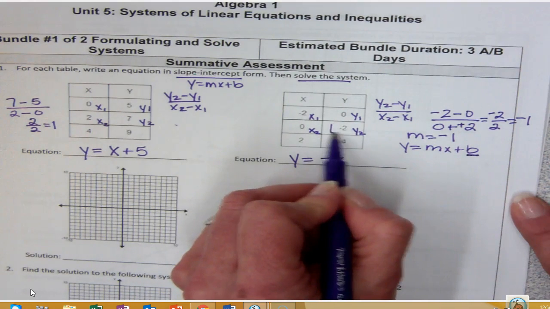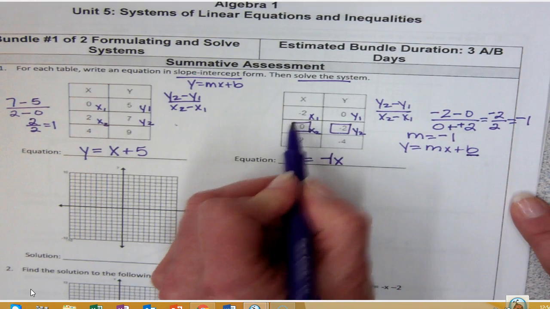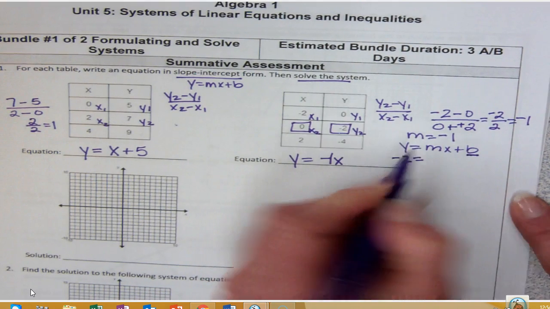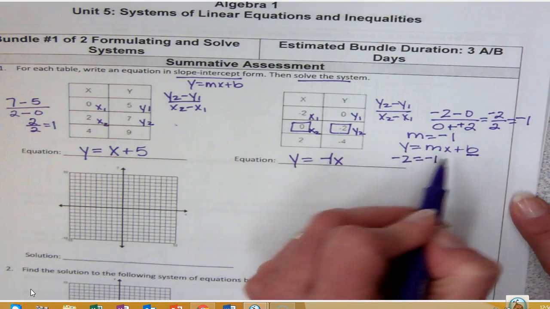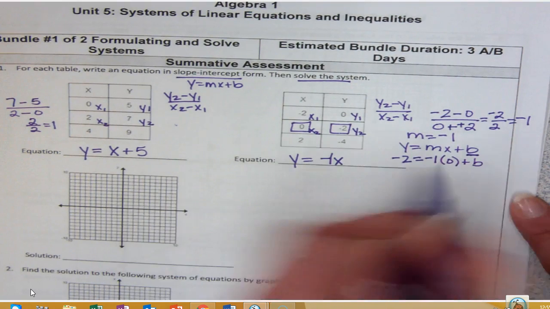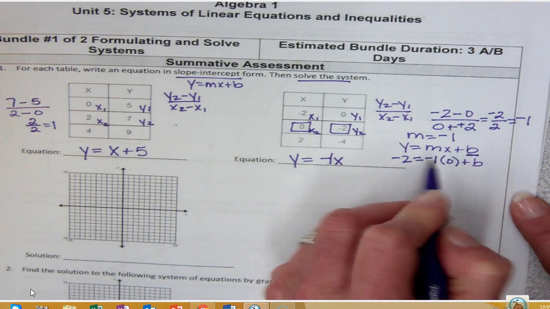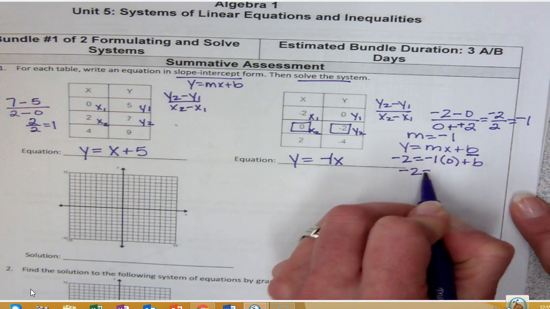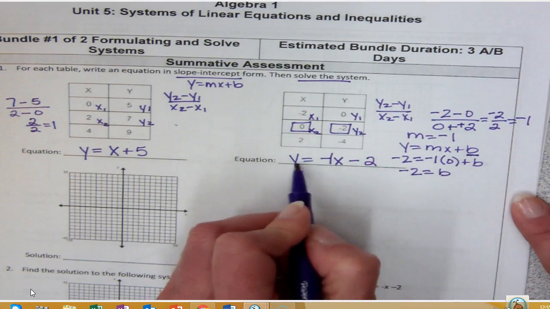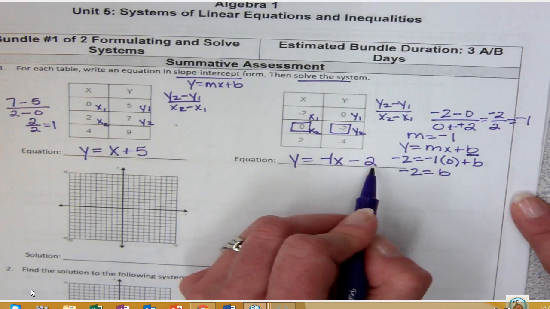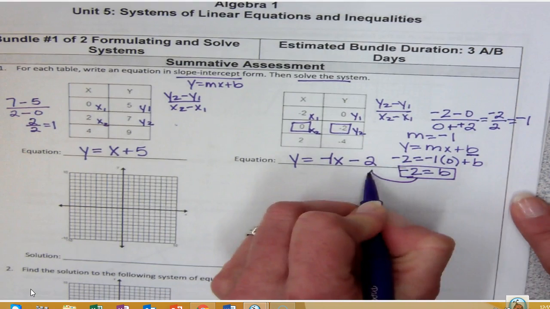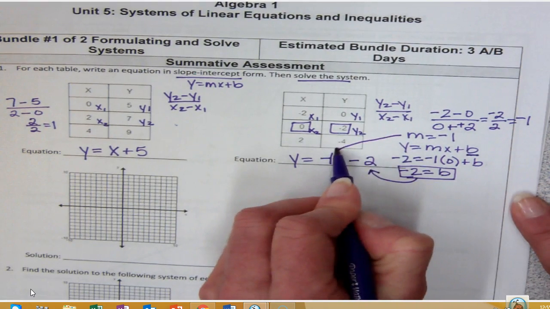So I'm just going to go ahead and take this set of ordered pairs. I'm going to say negative 2 is my y, m is negative 1, x is 0, plus b. 0 times negative 1 is 0, so I get negative 2 equals b. So my answer is y equals negative x minus 2. Because I've now substituted my b here, my m here.